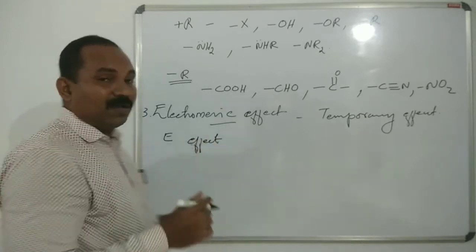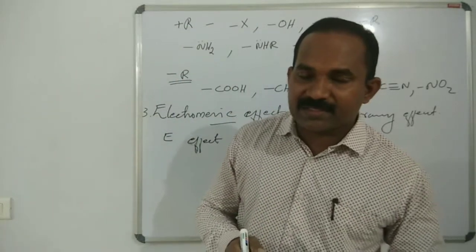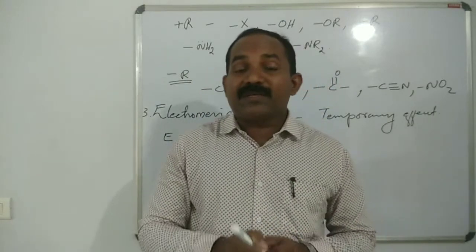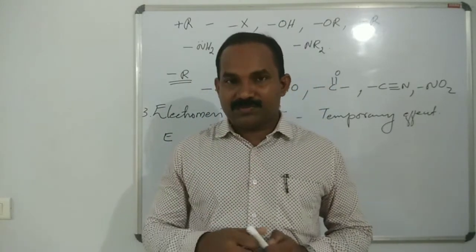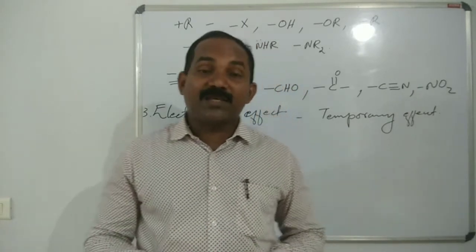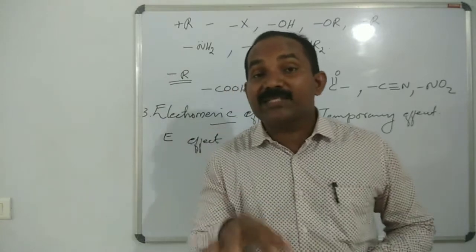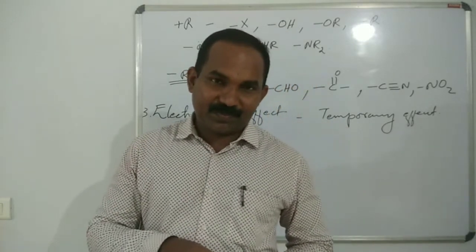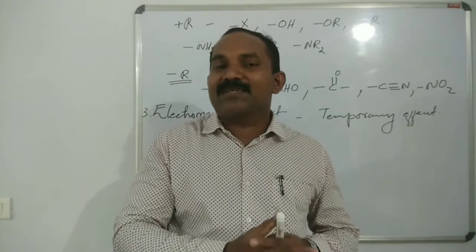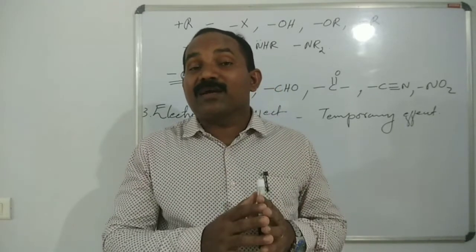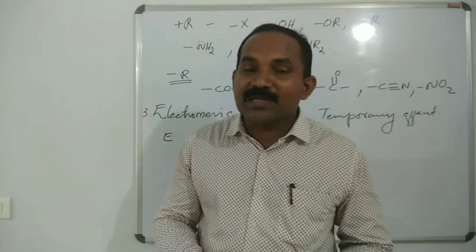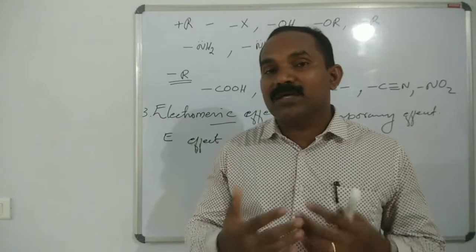Just as the inductive effect is the I effect and the resonance effect is the R effect, the E effect is of two types. One is positive electromeric effect and the other is negative electromeric effect. Similar to the inductive effect and resonance effect, the electromeric effect is also of two types.